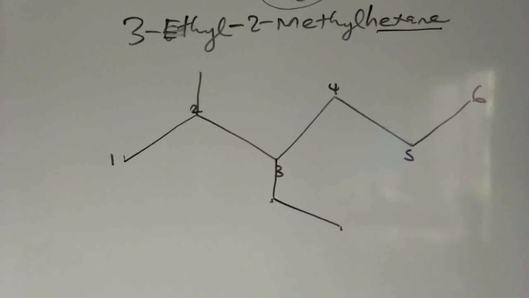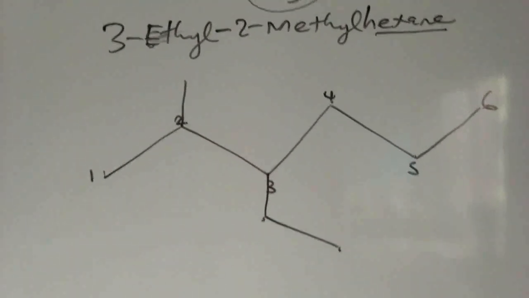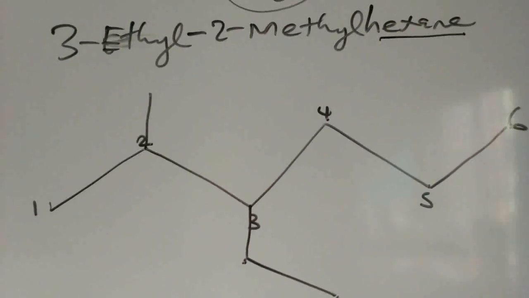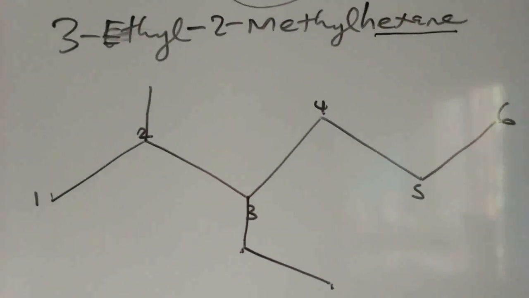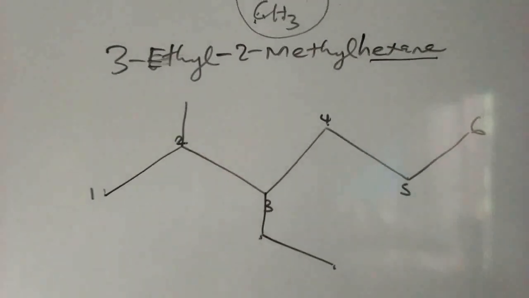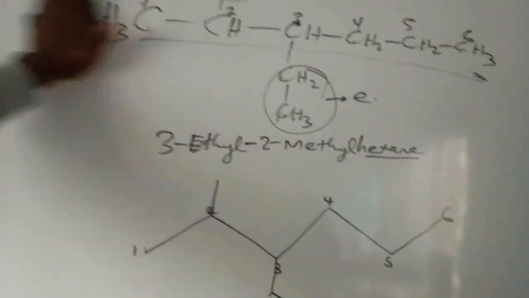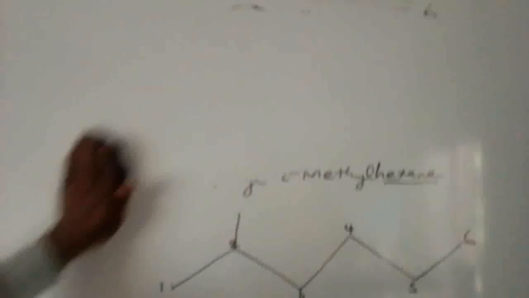3-ethyl, 2-methyl hexane drawn on the board. As simple as that. So, having understood how to draw the structure or line formula of alkanes, we can now go to alkenes. Alkenes are known to have double bonds in their structure. Example of an alkene is, let me take an example here.